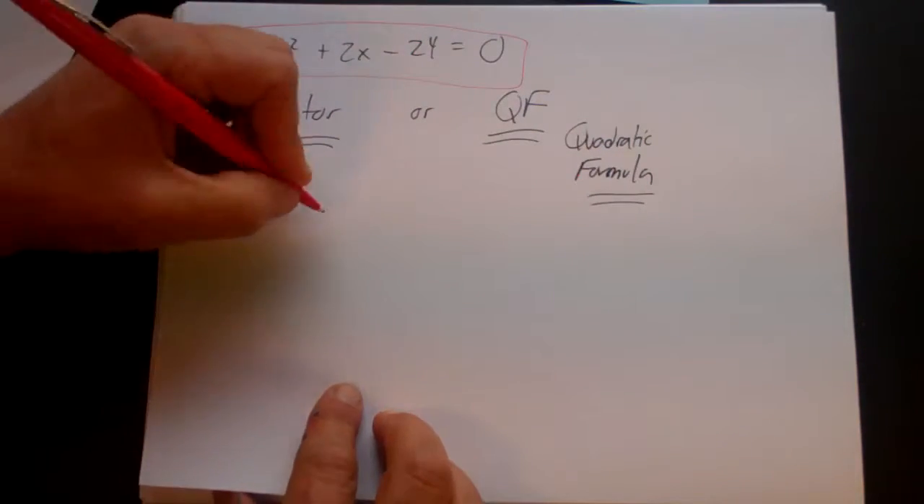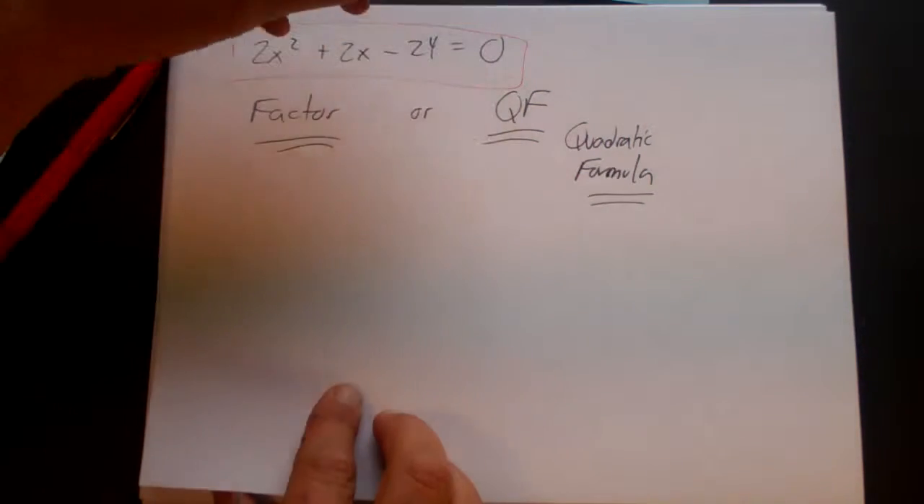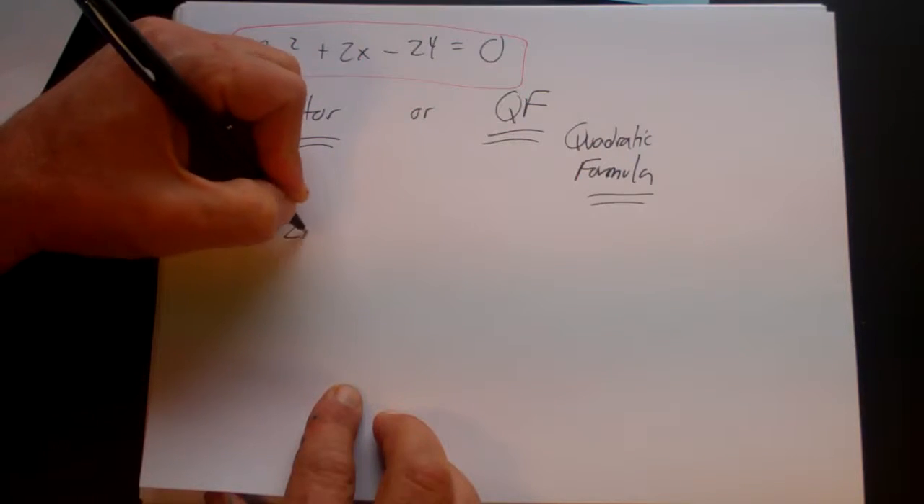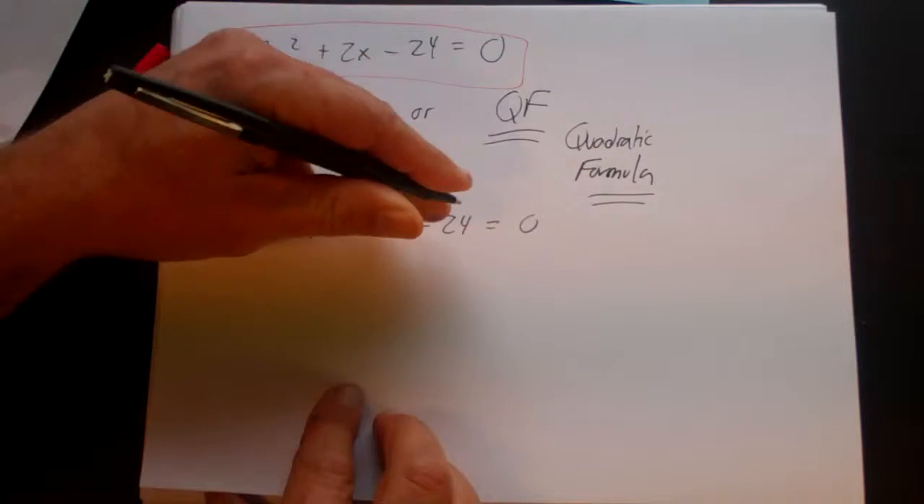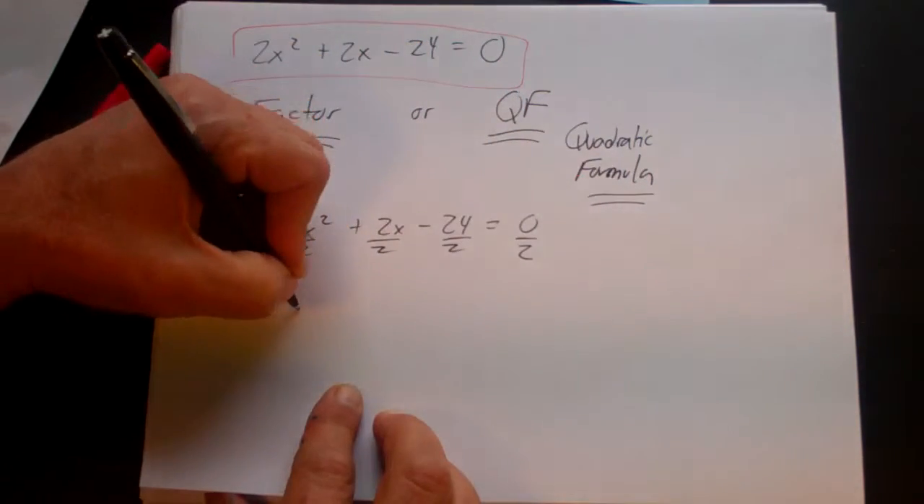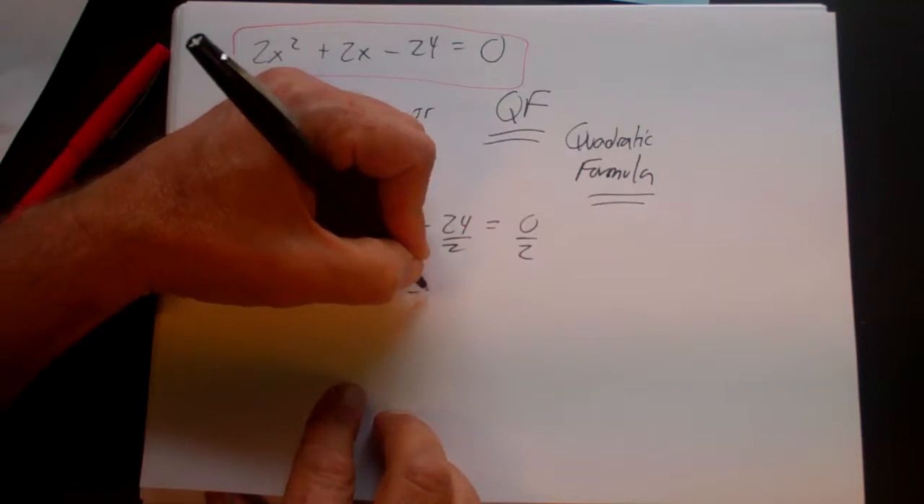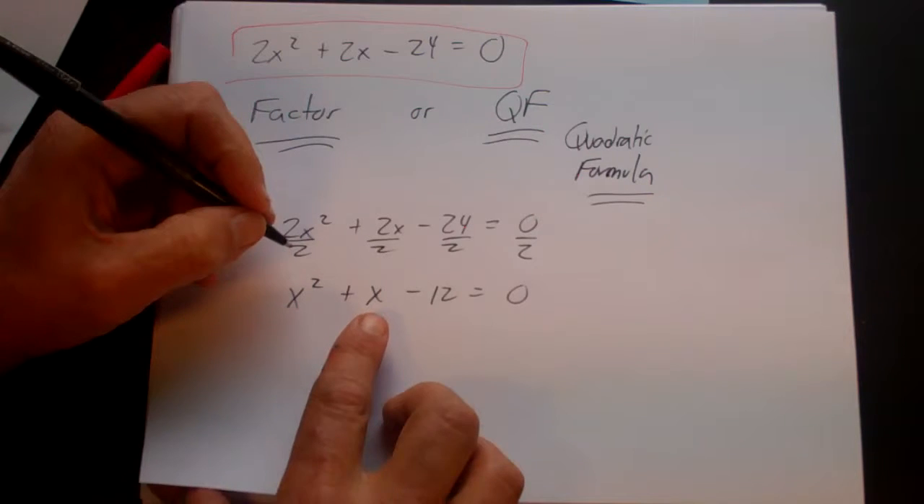So let's go ahead and solve this though. This one right here, I think factors. Let's take a 2 out, or we can actually just divide through everything by 2. So you have 2x squared plus 2x minus 24 is equal to 0. Since they all are evenly divisible by 2, we can divide everything by 2, and we get x squared plus x minus 12 is equal to 0. And then I think this factors.